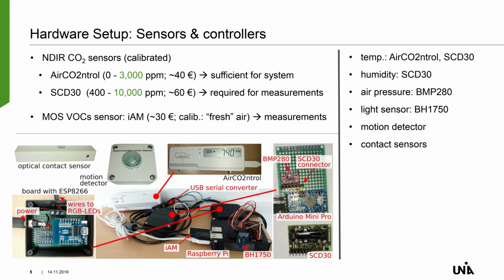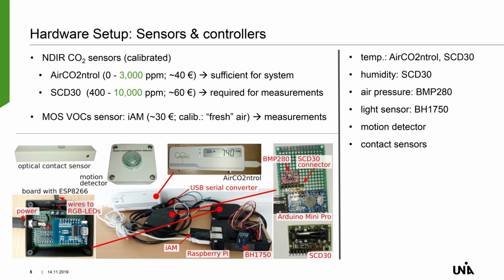Here you can see an overview of the used sensors and controllers. For our system, we included 2 calibrated NDIR carbon dioxide sensors to compare them. The system is controlled with data of the cheaper sensor, but due to its lower maximum detection range, it can't be used to determine the maximum occurring carbon dioxide concentrations.